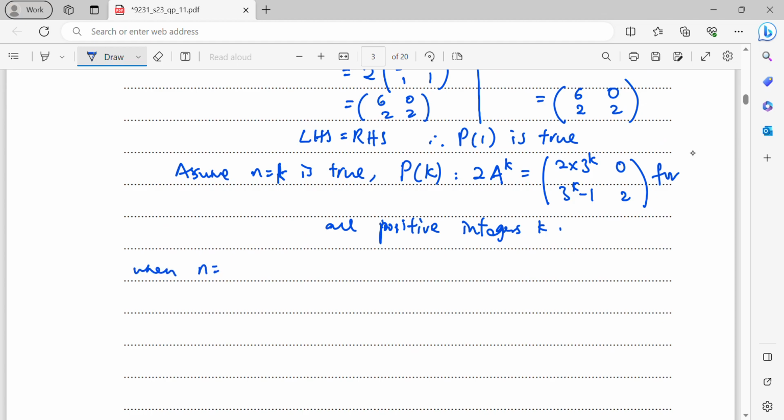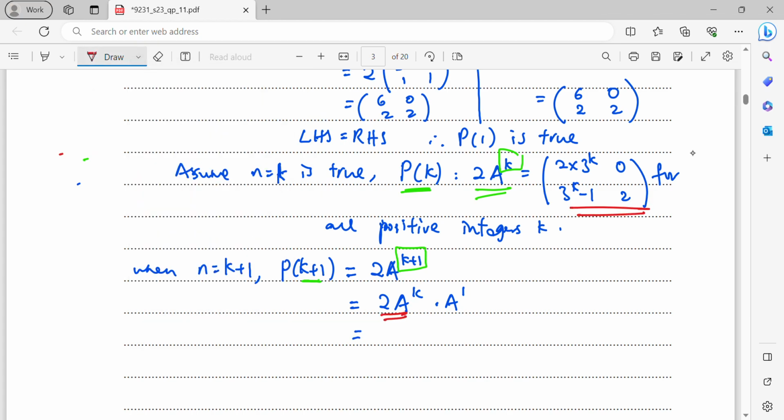So when n equals k plus 1, I will get P of k plus 1, referring to 2A to the power of k plus 1. Because when you look at the definition here, this is P of k, and I'm getting 2A to the power of k. That means now k plus 1 means you have to prove the power of the A becomes k plus 1. So what I need to do here is, we know that the matrix 2A to the power of k plus 1 is the same as 2A to the power of k times 2A to the power of 1. And then I will replace this 2A to the power of k with this matrix.